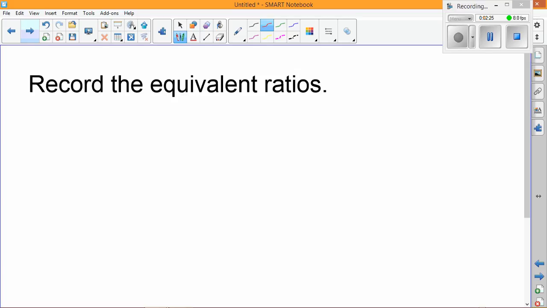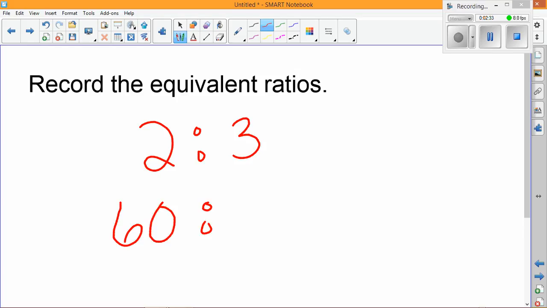The problem on the next page tells us to record the equivalent ratios. So we can record them as 2 to 3. And if we recall, Cam had $60 and his sister had $90. And what we'll start to learn is that there is a constant that we can multiply each side of the ratio by to get the equivalent ratio.